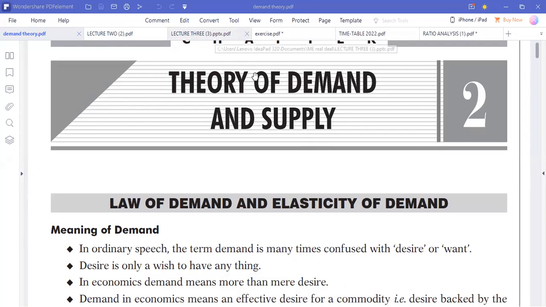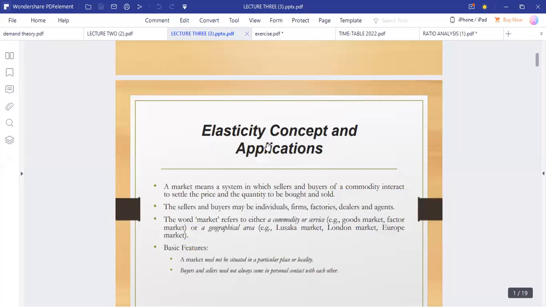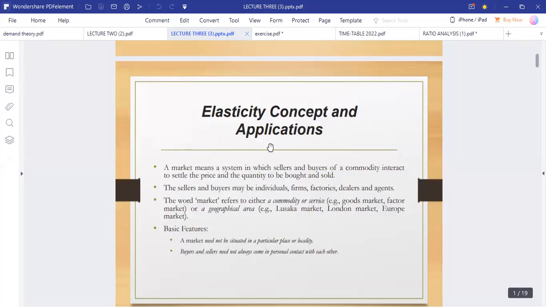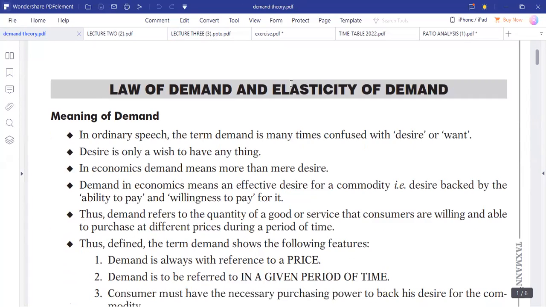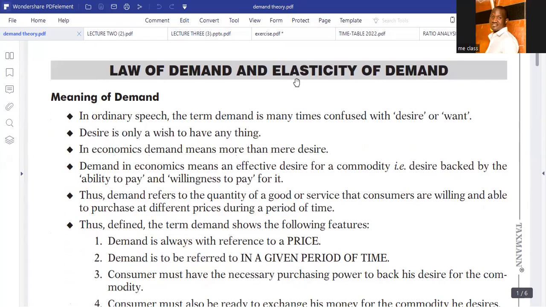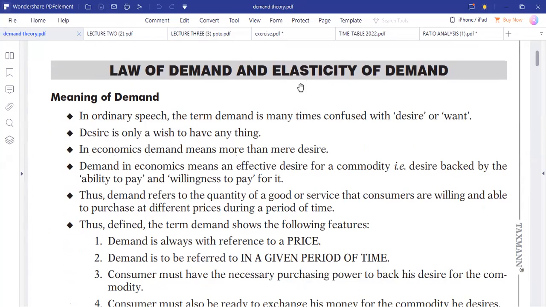So our lecture today is mainly going to be on elasticity of demand, the concepts, and the applications. But for us to understand this, firstly, we'll have to have a recap of what we discussed last lecture under the theory of demand. We talked about demand being more than just a desire or a want.